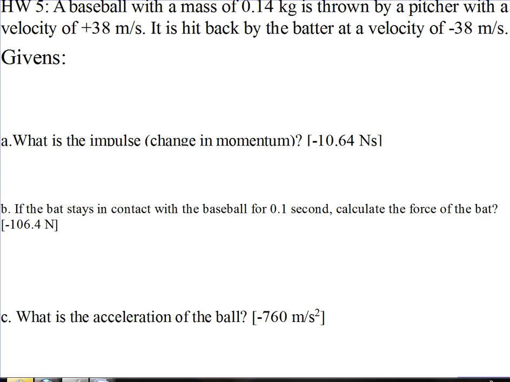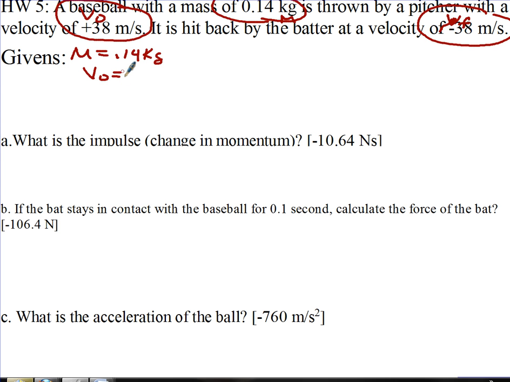Now, suppose I have a baseball of mass 0.41 kilograms. So here's my mass. It's thrown by a pitcher with an initial velocity of 38 meters per second, and it's hit back with a final velocity of negative 38 meters per second. Let's write out our givens. The mass is 0.14 kilograms. V naught is 38 meters per second. And V final is negative 38 meters per second.